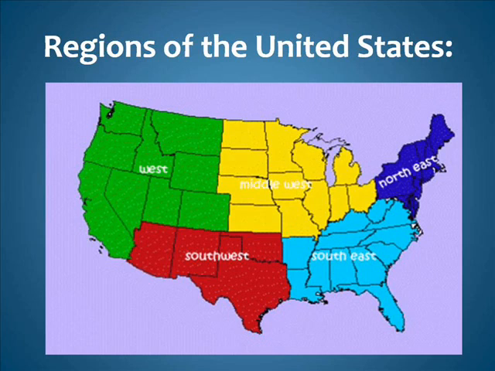Then you've got the Southwest, Texas, Oklahoma, Arizona. The West itself, so California, Oregon, and Washington, among other states. And then you have the Midwest, so the middle part of the country, and that's where a lot of the crops are grown.